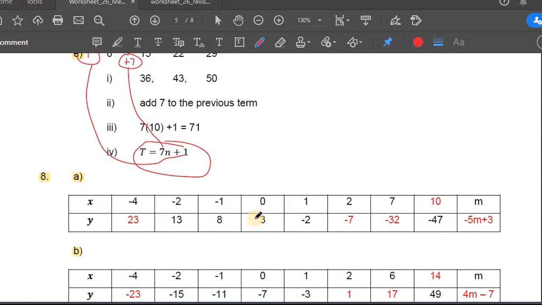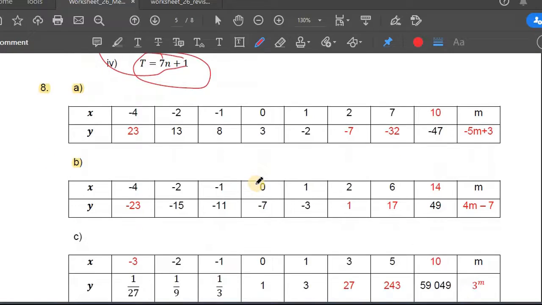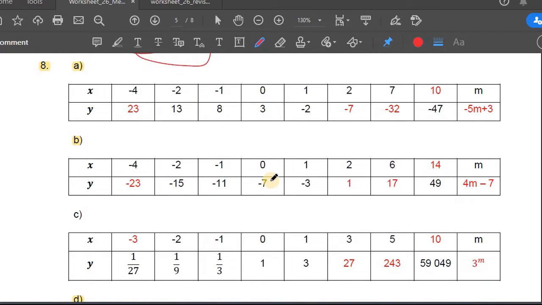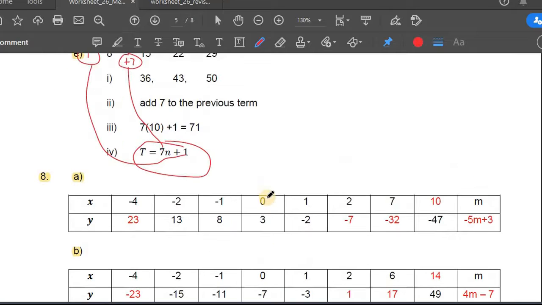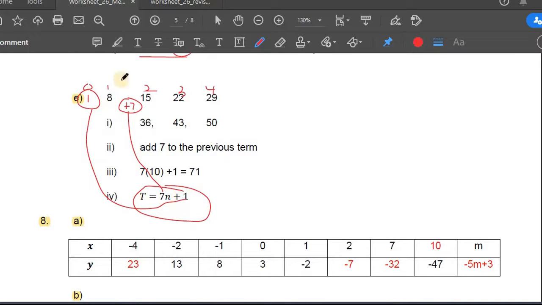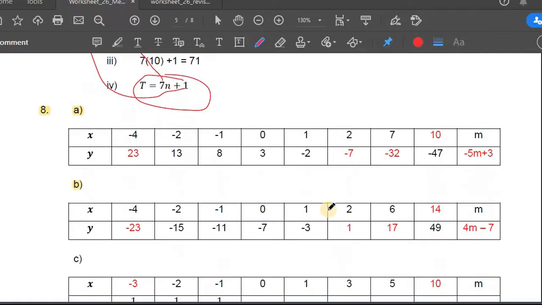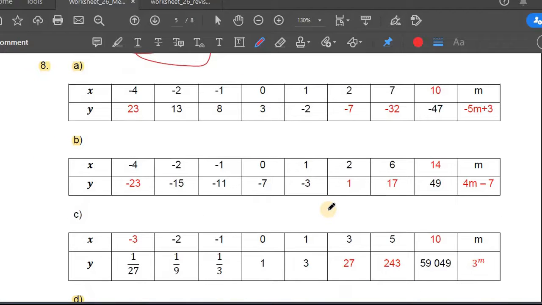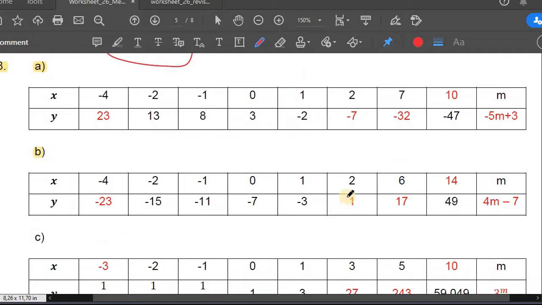This was a bit tricky. Number 8 looks chaotic, but if you use the same basis I showed you, it's going to be a walk in the park. Let's try and zoom in suitably.